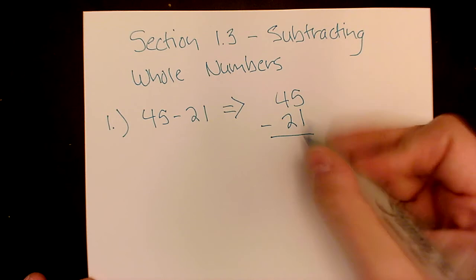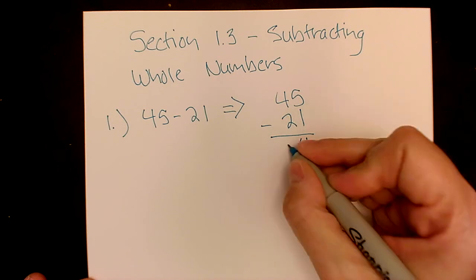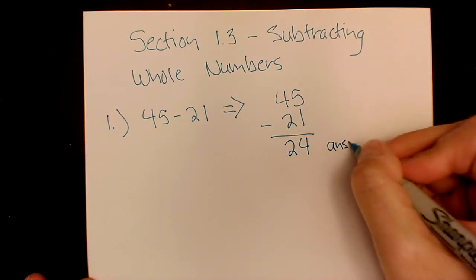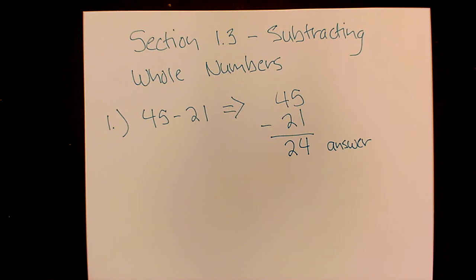So 5 minus 1 is 4. 4 minus 2 is 2. 24 is your answer.